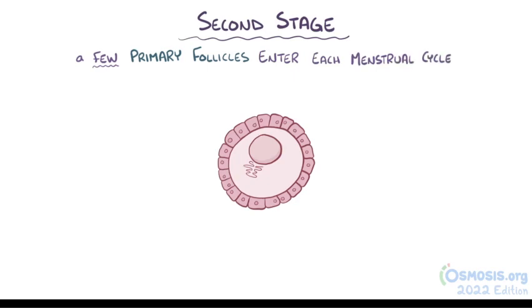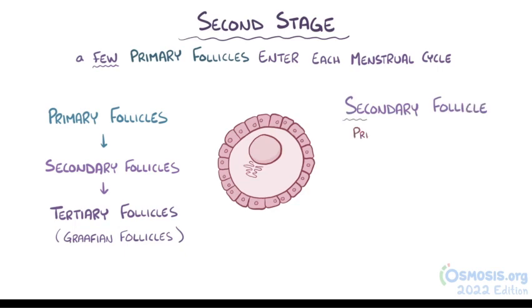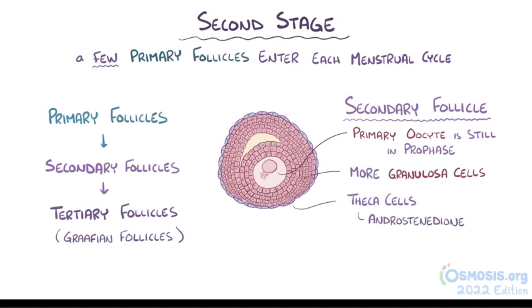In the second stage, the primary follicles develop into secondary and eventually tertiary or Graafian follicles. In a secondary follicle, the primary oocyte is still in the prophase step of meiosis I, but now the follicle has additional layers of granulosa cells as well as theca cells. Theca cells make androstenedione, a sex hormone precursor, and granulosa cells use the enzyme aromatase to convert it into estradiol, a member of the estrogen family, as well as progesterone.